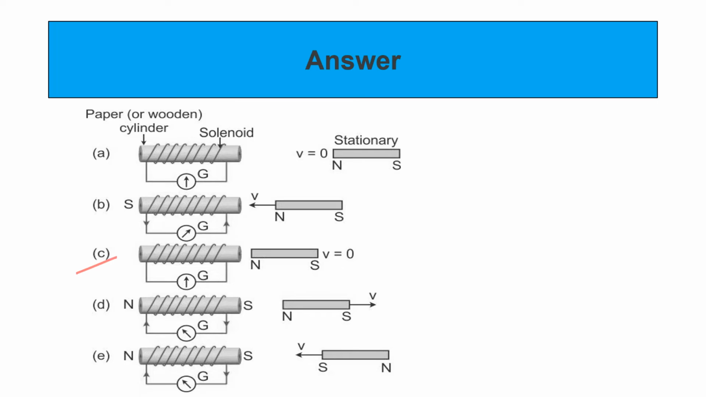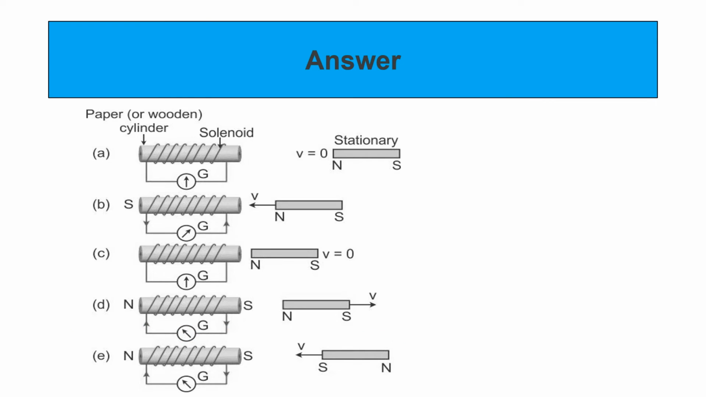In figure C, the magnet is again stationary. It is not moving. Therefore, the galvanometer is not showing any deflection, which means that when the magnet is stationary, there is no induced current and no deflection on the galvanometer. In this diagram, the bar magnet is moving in the opposite direction. Then the current flows in the opposite direction and the galvanometer will deflect in the opposite direction.